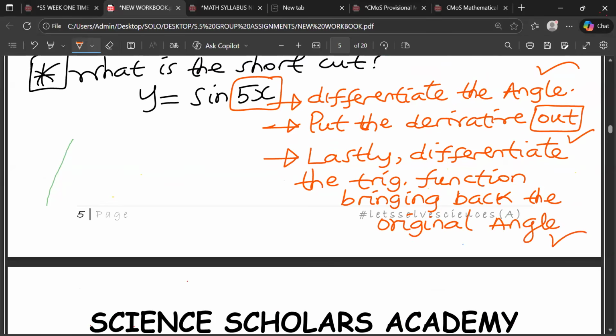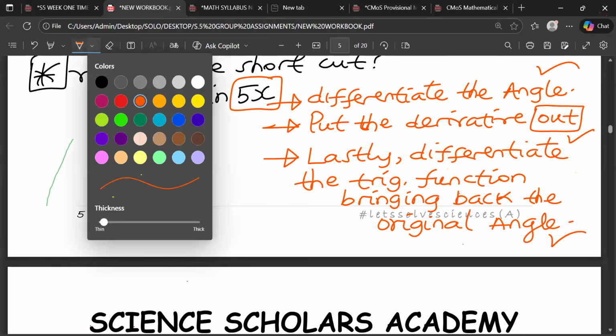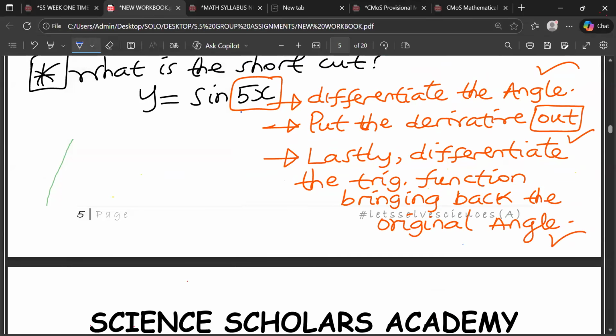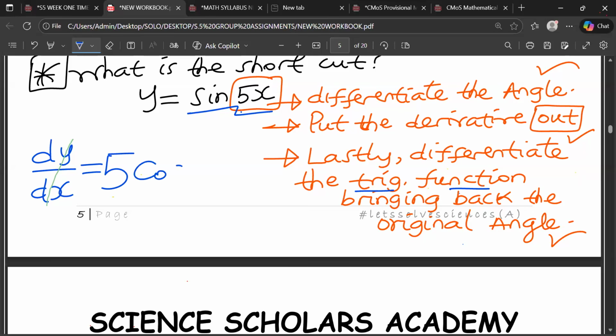Someone may be like, what do you mean? Why does it look hard? This is what I mean. That when you're having sine 5x, differentiate 5x and get 5. I want you to listen. Differentiate this 5x, which is the angle. Get 5. Put it out. It is now out. Then differentiate the trig function. The trig function is sine. So when you differentiate sine, you get cos. Then bring back the original angle, which was 5x. That is the shortcut, and it is accepted.